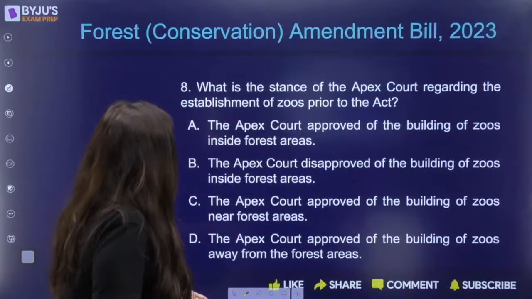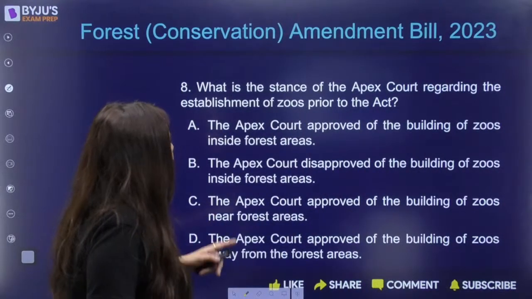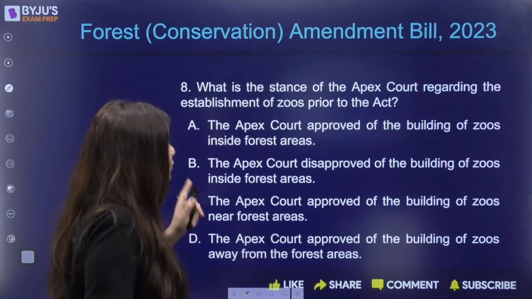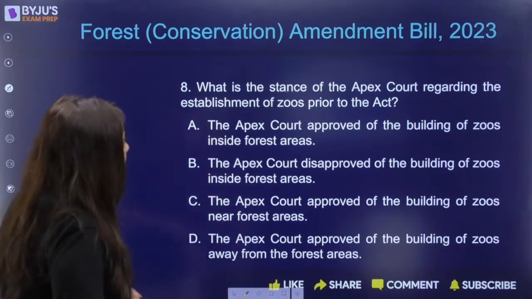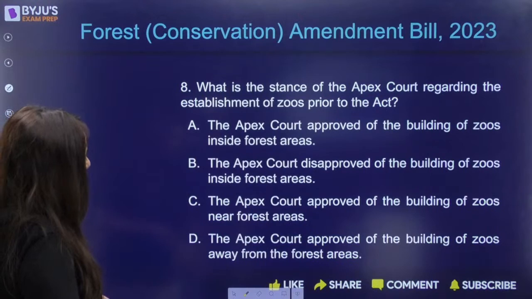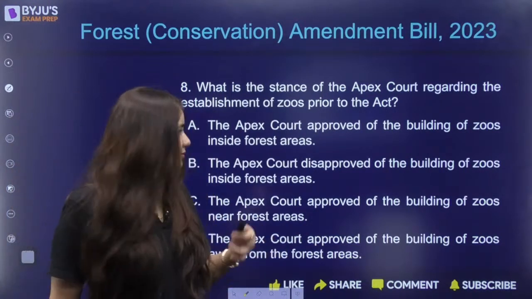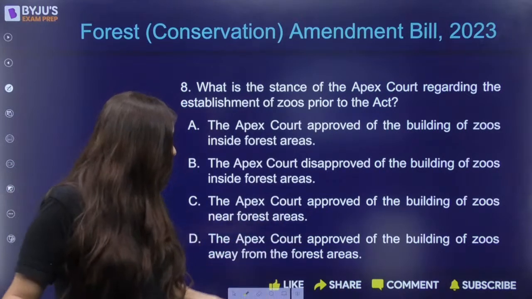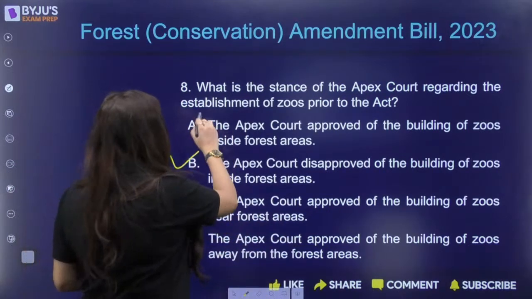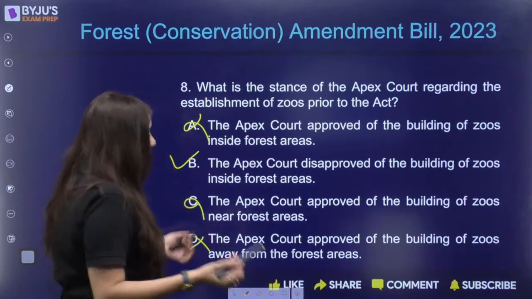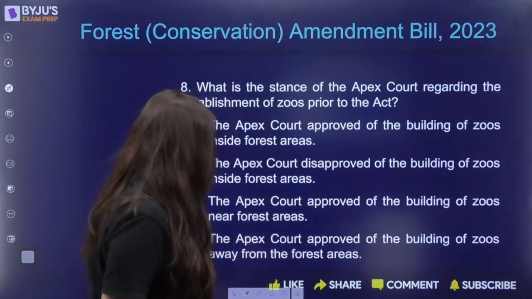One of the problem. What is the stance of Apex Court regarding establishment of zoos prior to the act? बहुत ही आसान है. Approved, disapproved, approved, approved. एक ही आंसर हो सकता है इसका. And the correct answer can be very good, it is B. बाकी तो सब अप्रूव्ड हैं. एनीवे मैंने तो पढ़े भी नहीं, मैंने तो बस ये पढ़ा. राइट.